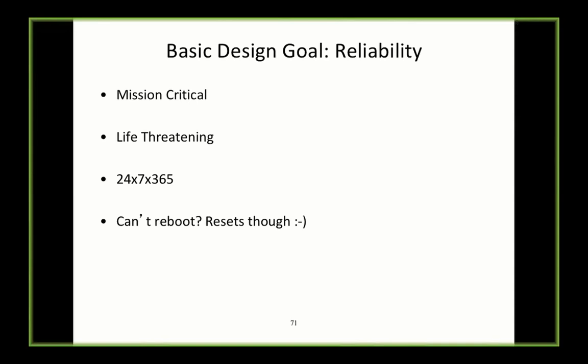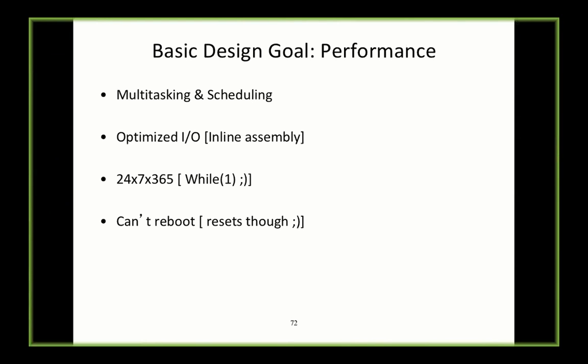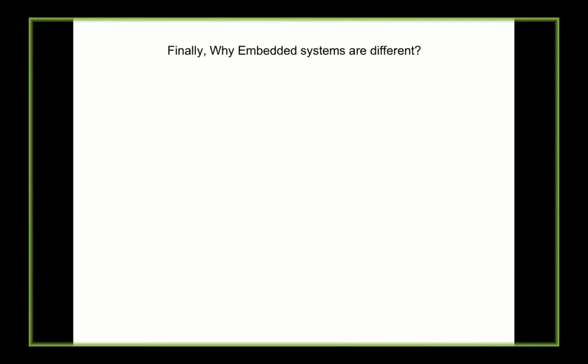So the very important aspect of the basic design goal is reliability. Your program is going to be mission critical. You should know whether it is life threatening or not. You should know your application will keep running 24/7, 365, just like CNN, IBM. It may not reboot, but can have resets. Same thing from a performance perspective. You should be able to write multitask and schedulers. You should be able to write optimized IO. Same running one and cannot boot.